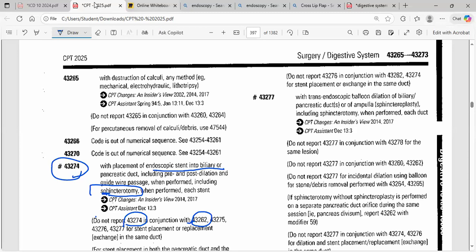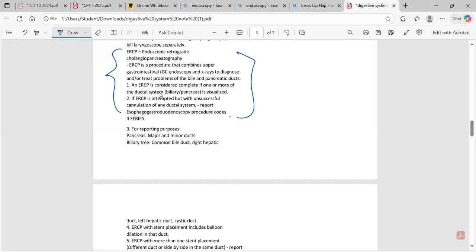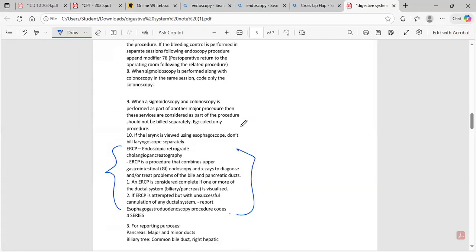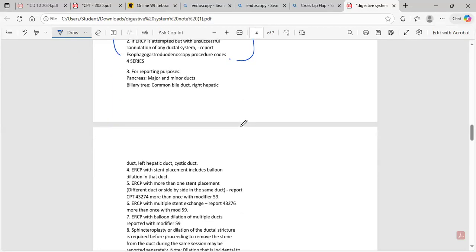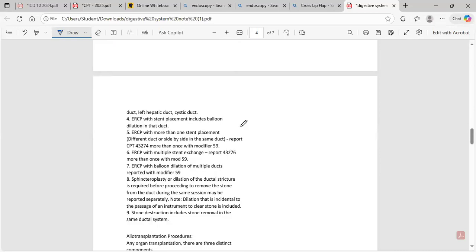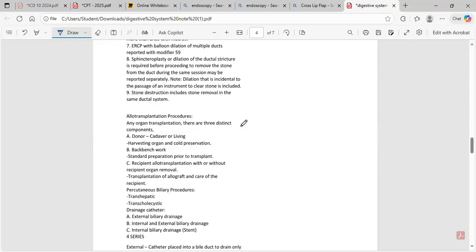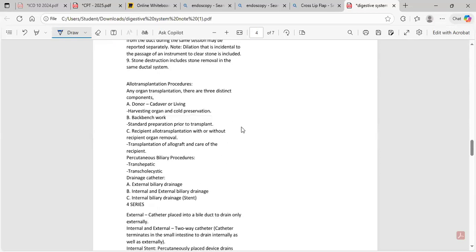So the answer should be D only. And you have to make a note for the digestive system that if you are going to bill a diagnostic and a therapeutic, and both happen in the same session, we have to bill the therapeutic only. We are not going to bill the diagnostic, as diagnostic is always included in the therapeutic procedures. Now let's move to the next topic.